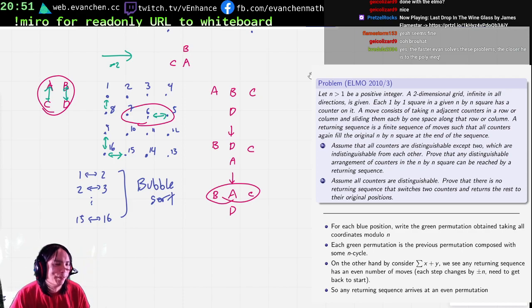Do you really want me to... I want to be honest, I really don't want to do the polynomial inequality. Let's write this up.